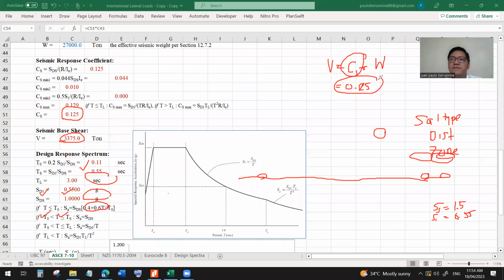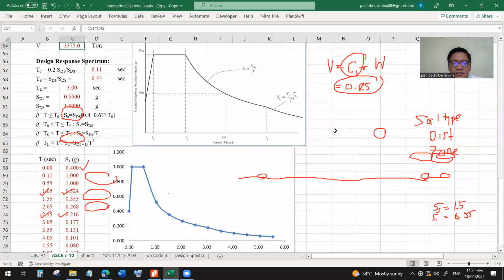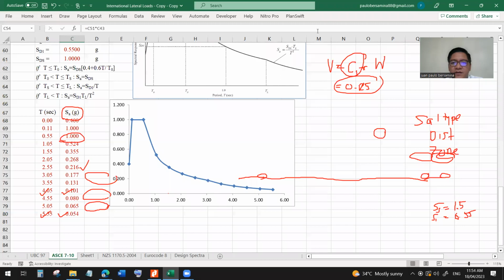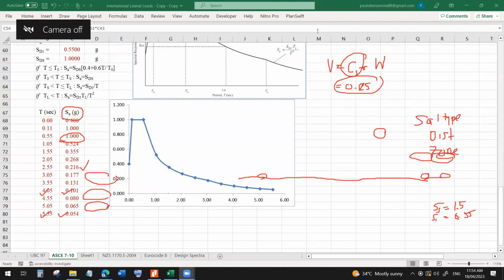Okay? 0.12. Yan yung nakuha sa IBC. Now, with regards to the response spectra, I-rewrite ko siya dito. Magkakamuhan talaga.